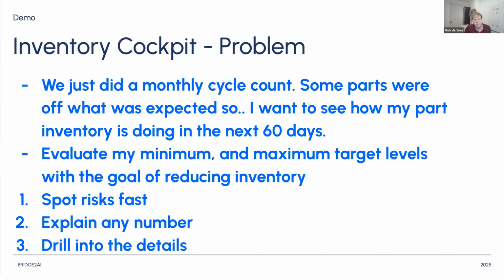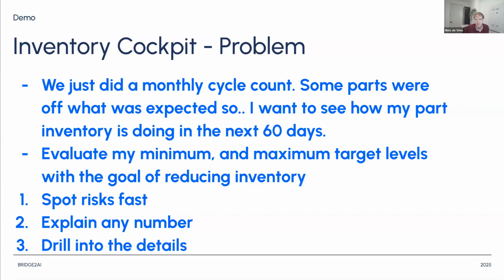So today we'll make a bit of an inventory cockpit software. The little scenario I've set up is we just did a monthly cycle count. Maybe some parts were off what we were expecting, and I want to see how my part inventory is doing over the next 60 days. I want to evaluate my minimum and maximum stock levels with the goal of reducing inventory. And I want a tool where I can spot risks fast, explain any number, and drill into details.